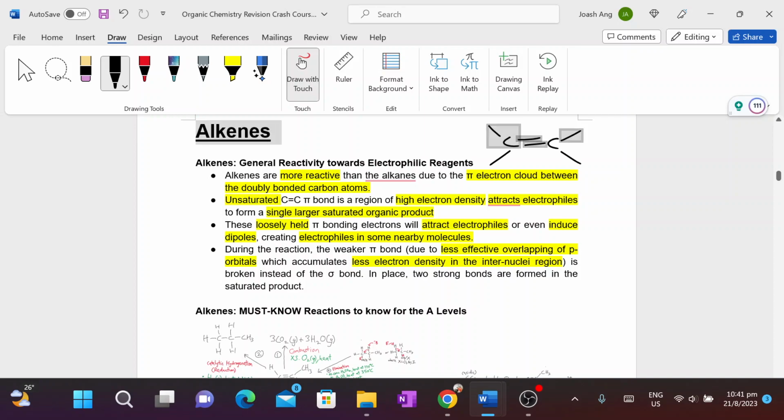It would have a C=C double covalent bond with a pi bond as well as a sigma bond. And they are generally more reactive than alkanes, and it is due to the pi electron cloud between the doubly bonded carbon atoms, which suggests that when there's a double covalent bond, it will have high electron density.